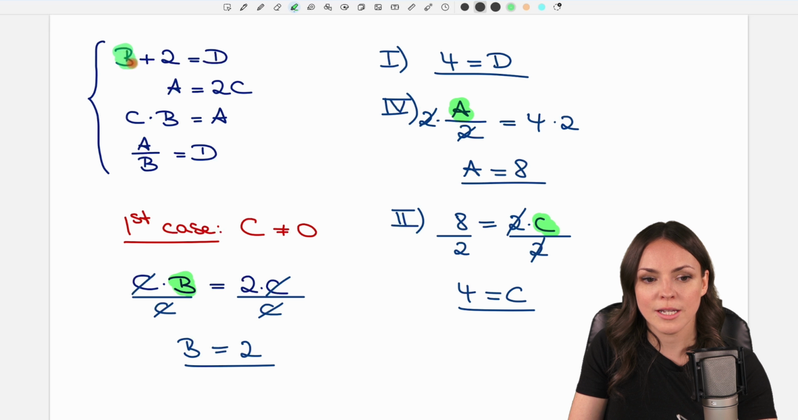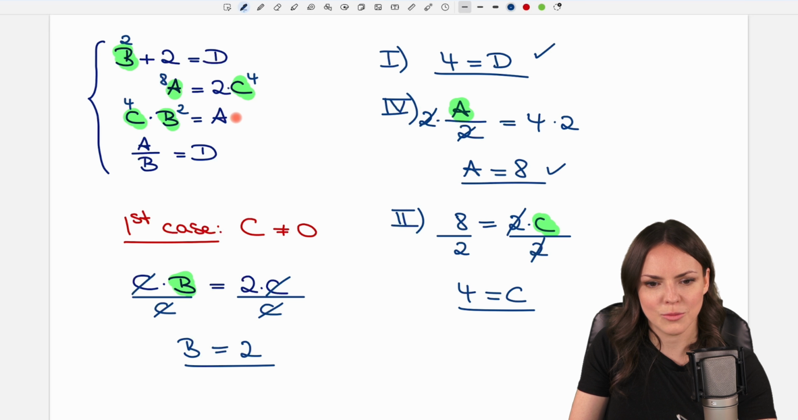So if we insert 2 in here, we have 2 plus 2, and does this equal 4 for our D? Yes, this works. What about the second equation? For our A, we have 8. So we have 8 equals 2 times, what is our C? 4? Yes, 2 times 4 equals 8. This works. What about the third equation? We have, for our C, 4 times, for our B we have 2, which equals 8, and this is A. Yes, this works as well.